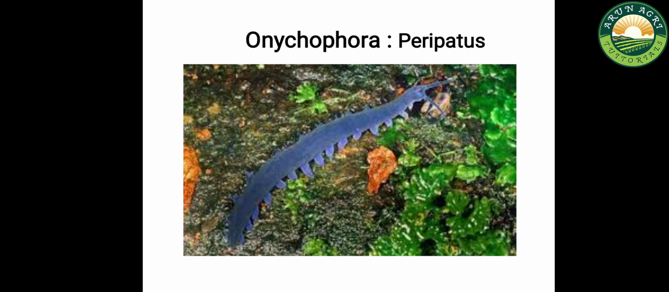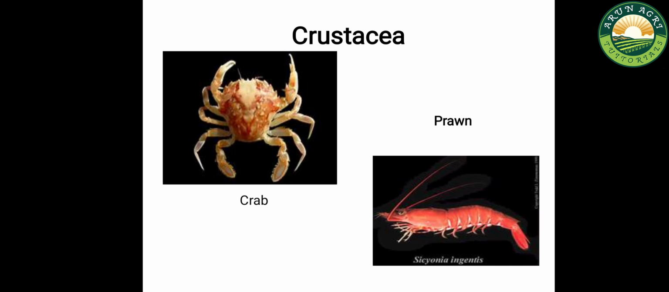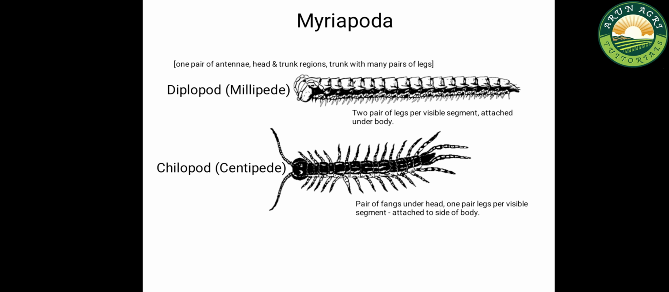Now let's discuss one by one with examples. First, Onychophora; an example is Peripatus. Second, Crustacea, with examples like crab, prawn, and shrimps. Next, Myriapoda, which is divided into Diplopoda and Chilopoda. There are peculiar characters between them: di means two, poda means legs. Diplopoda is also called millipede because many legs are there, with two pairs of legs per segment attached under the body.